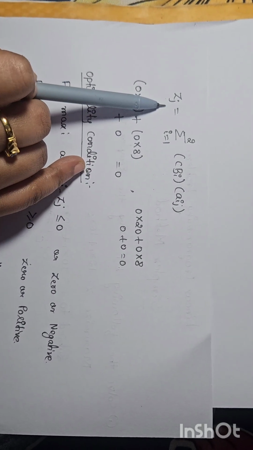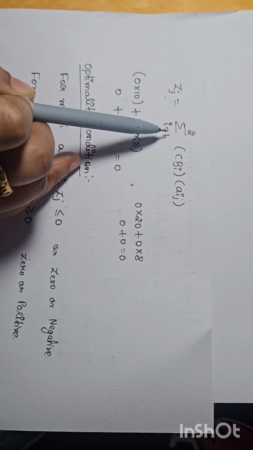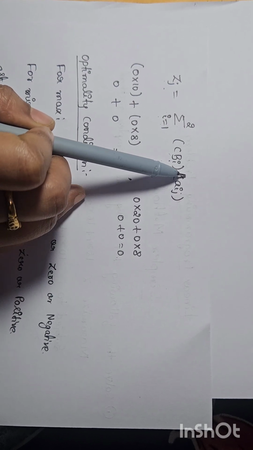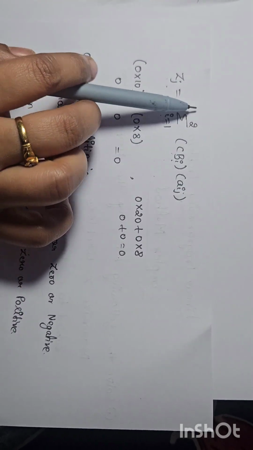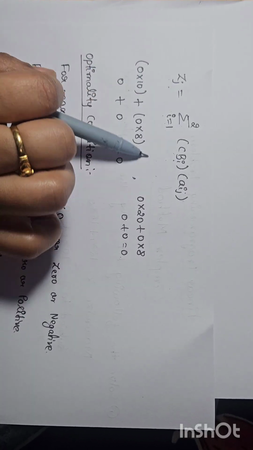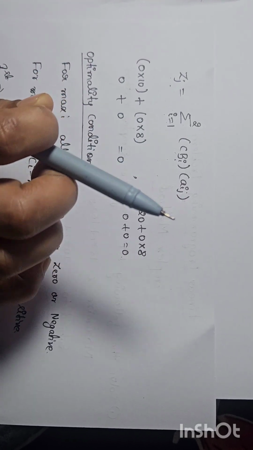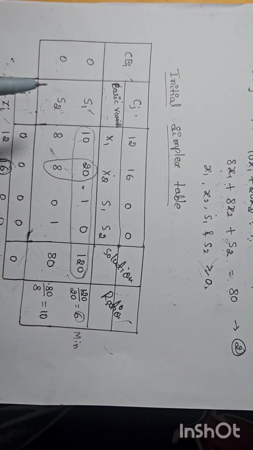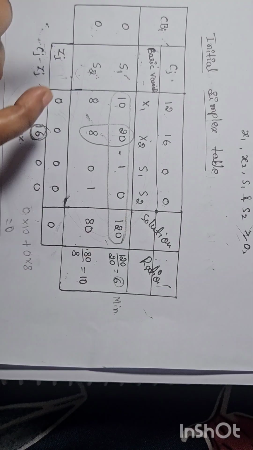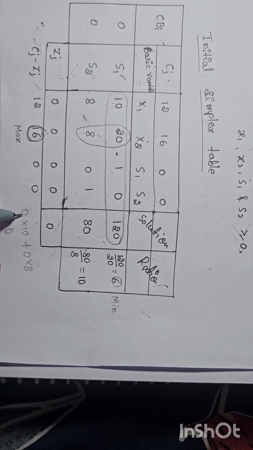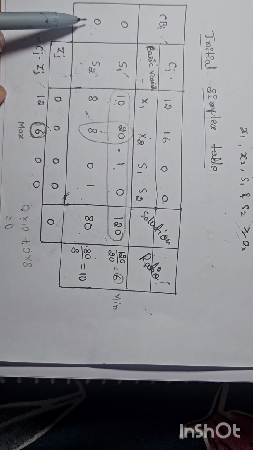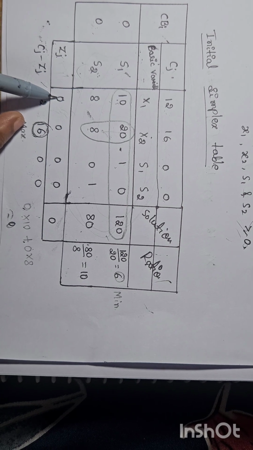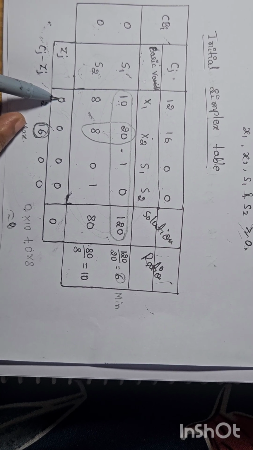Zj equals the summation from i equals 1 to 2 of CBi into Aij. So now we need to find the Zj value. That is the formula for finding Zj. Look at this formula. But I am going to use a simple way to find the Zj value. See the first value here. For Zj, I am finding 0 into 10 plus 0 into 8, we will get 0. We have to write it here. The same way we need to find it for all the elements here.